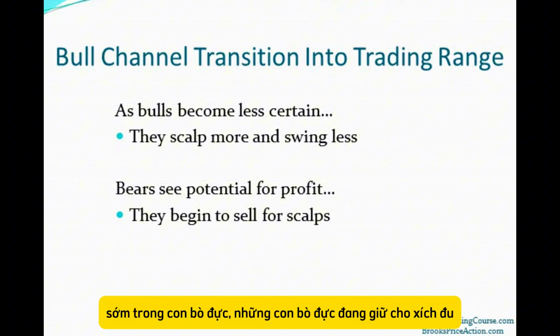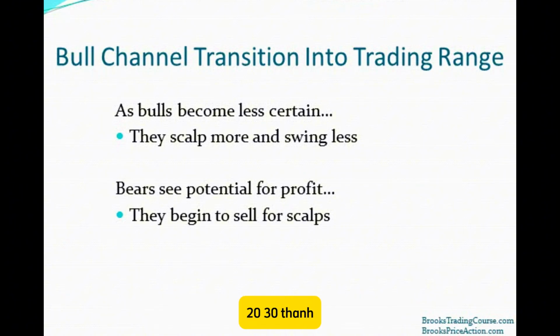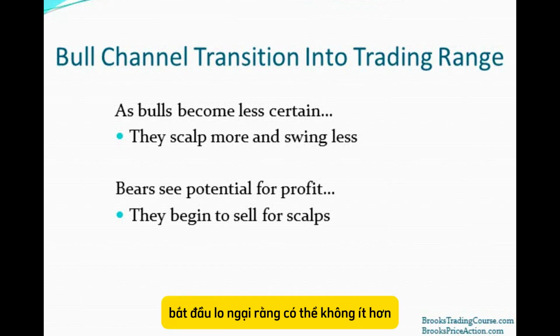Early on, the bulls are holding for swings. They expect the market to go much further. Early on in a channel, the bulls still expect the market to go much further, and they also trade primarily for swings, holding for a big move. As the channel goes on, after 10, 20, 30 bars, the bulls start to become concerned that there may not be much left to the trend, and they start taking profits sooner.